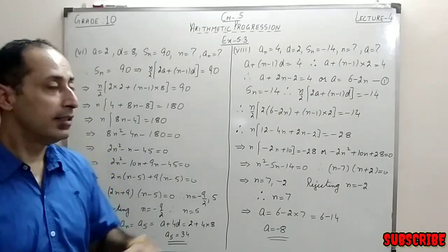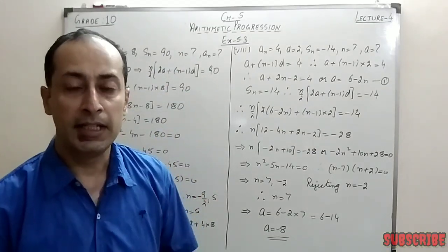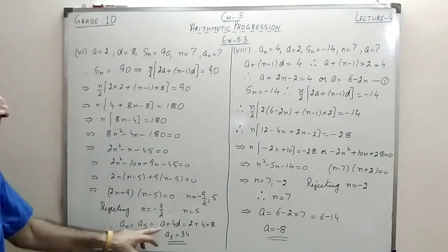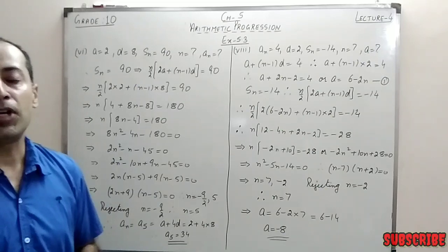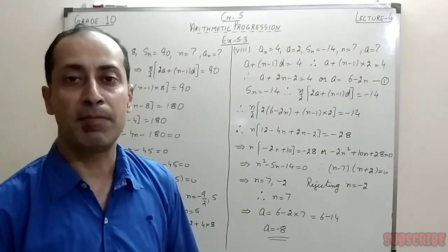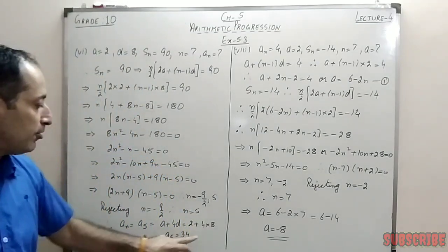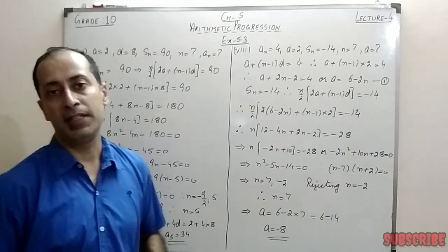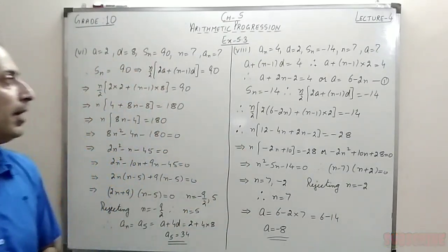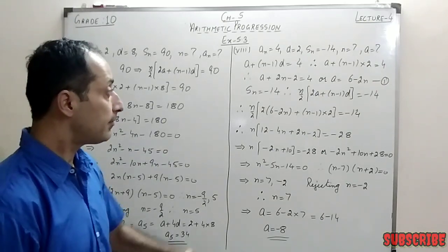Now we have got n, and we need to find an. Obviously if n is 5, an means I have to find the fifth term. The fifth term can be written as a plus 4d, using the relation of the nth term, that is an equals a plus n minus 1 into d. Then I substitute the values of a and d and I get the fifth term of the AP as 34.